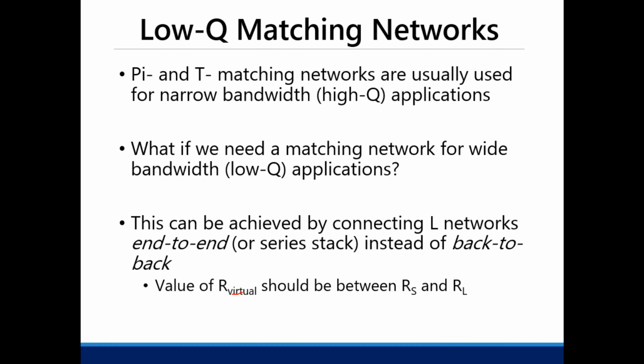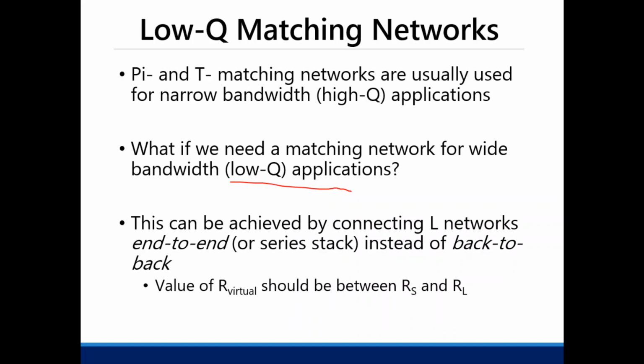So, pi and T matching networks are usually used for narrow bandwidth. So, what if we want to have a high bandwidth application, low Q? Okay? This can be achieved by connecting L networks back to back.